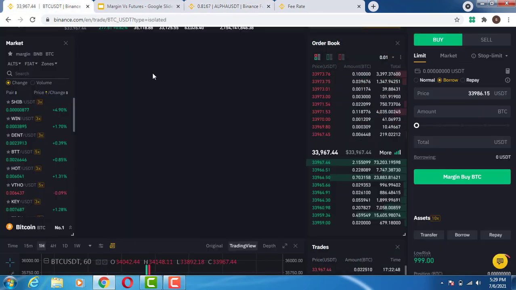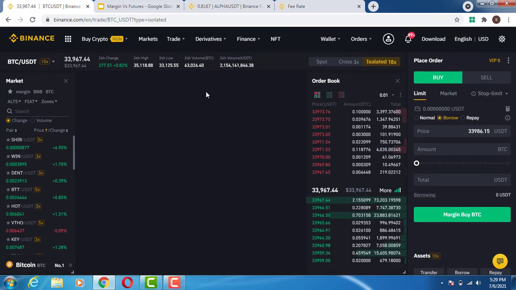That is the main difference between the futures market and the margin market. So if you are trading on any of these markets, you have to know the risks that are involved and which one best suits your strategy.